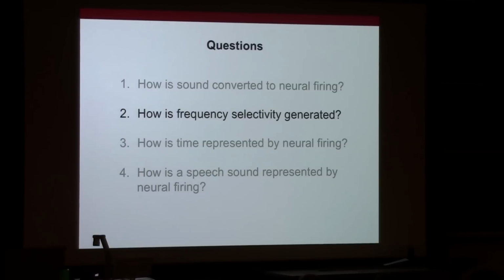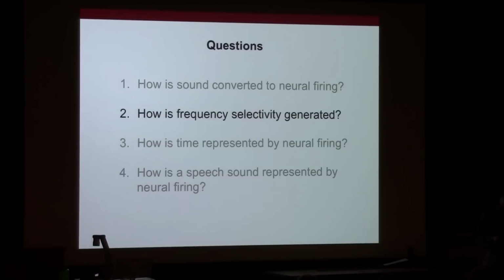So today, I'm going to go a little faster. Last time, on Wednesday, I took my time to motivate you on how interesting this is. We discussed how sound is converted into neural firing, and assuming you took time to understand this, you should be able to describe it in your own words to your friends, to your parents, to anyone with a reasonable education. Today, we'll talk about how frequency selectivity is generated.